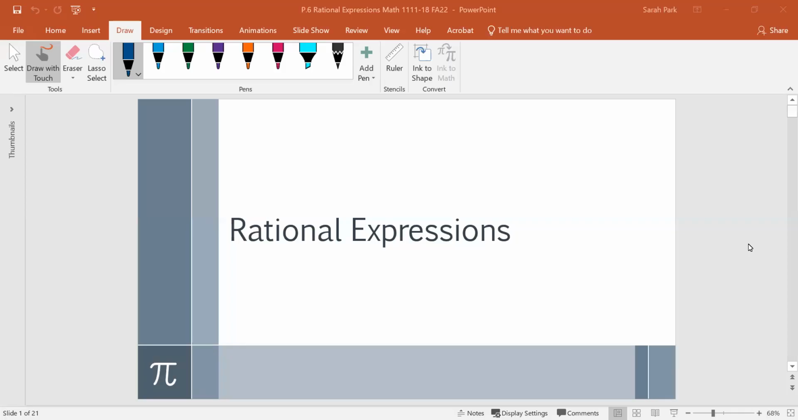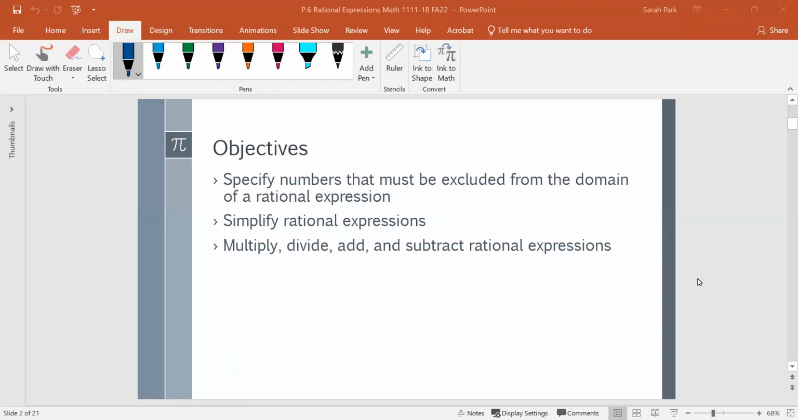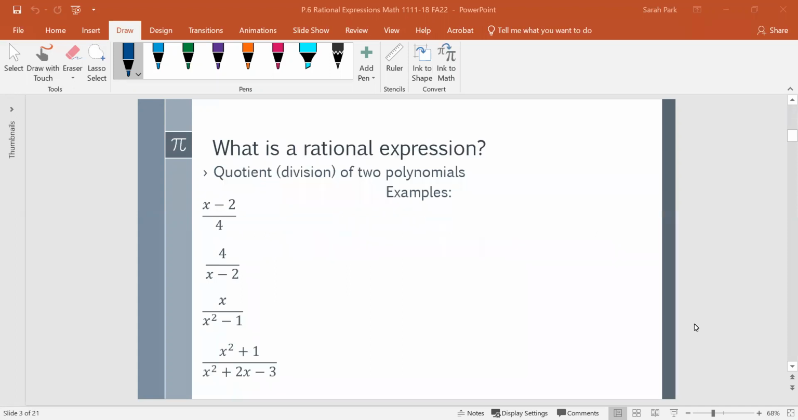Hi, in this session, we're going to go over rational expressions, and the objectives are to specify numbers that must be excluded from the domain of a rational expression. We're going to simplify rational expressions and also multiply, divide, add, and subtract rational expressions. So first, we should look at what a rational expression is.